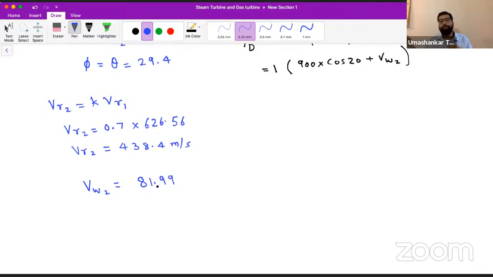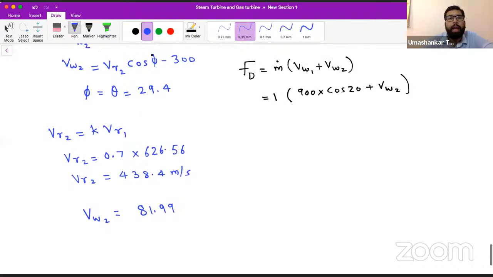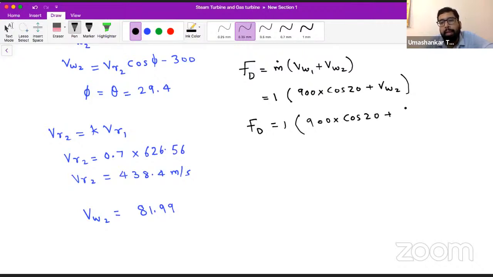So this is right. You guys are only telling me this is right, so I am following what you have said. So FD is equal to 1 into 900 into cos 20 plus 81.99. So let's take it 82.